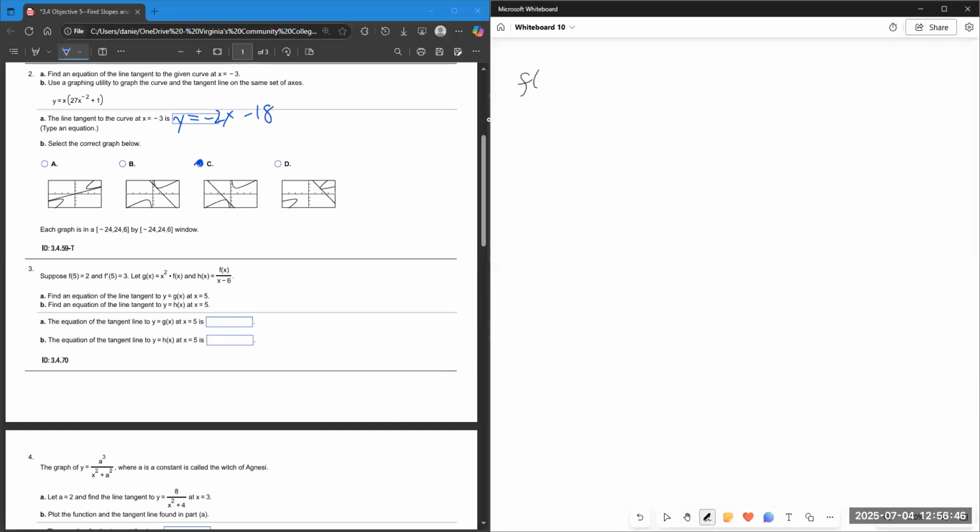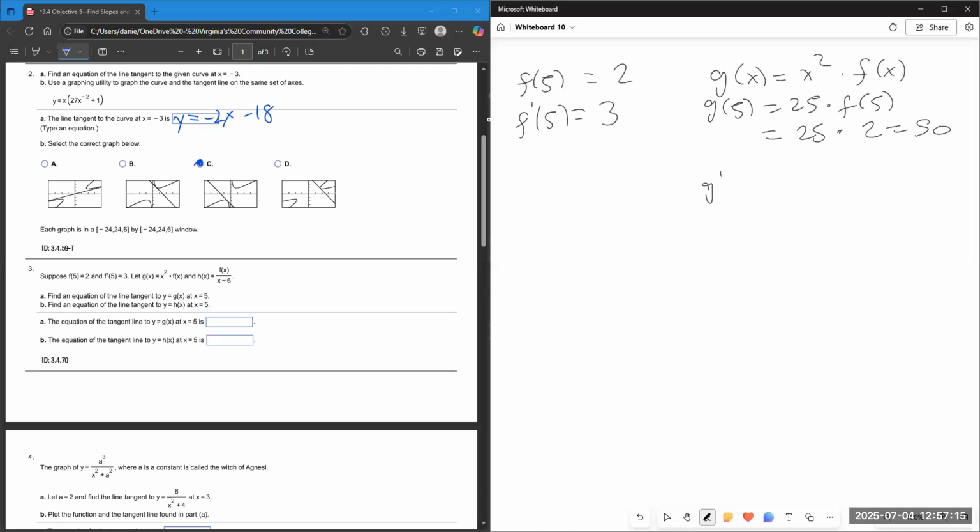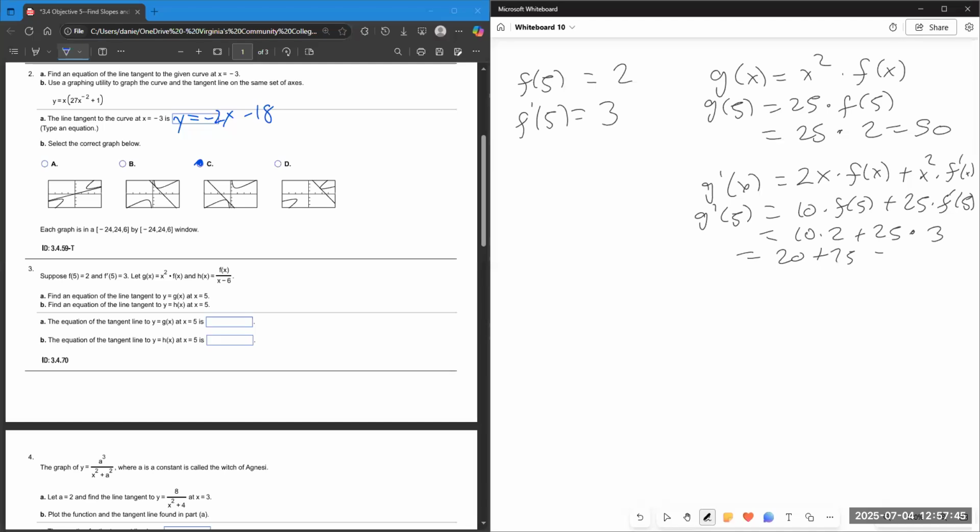So at x equals 5, f of 5, which we're going to need, is given to us as 2. f prime of 5 is given to us as 3. g of x is x squared times f of x. So g of 5 is 25 times f of 5, which is 25 times 2, is 50. g prime of x is going to be 2x times f of x plus x squared times f prime of x. So g prime of 5 is 10 times f of 5 plus 25 times f prime of 5, which is 10 times 2 plus 25 times 3. That's 20 plus 75, which is 95.